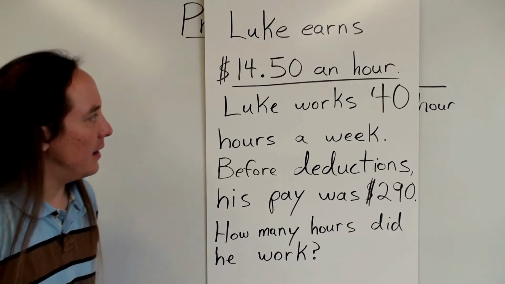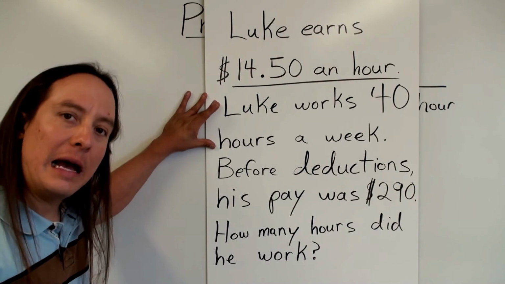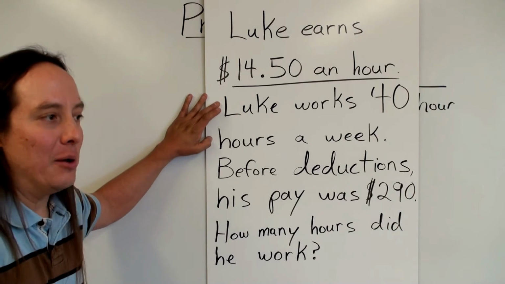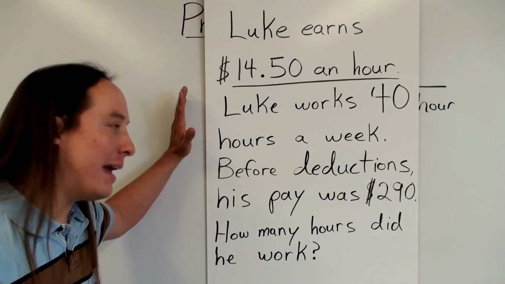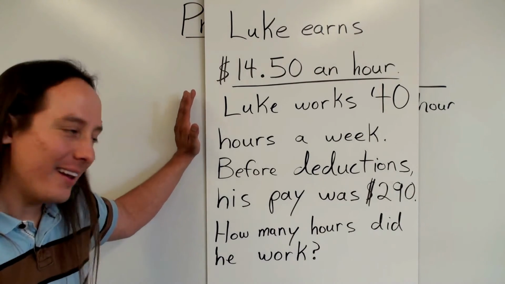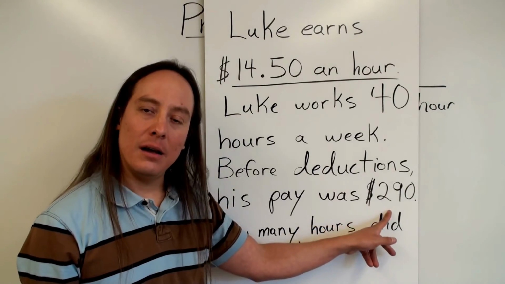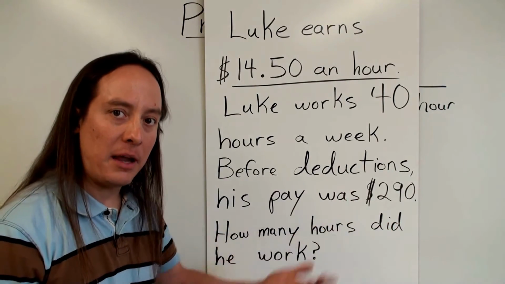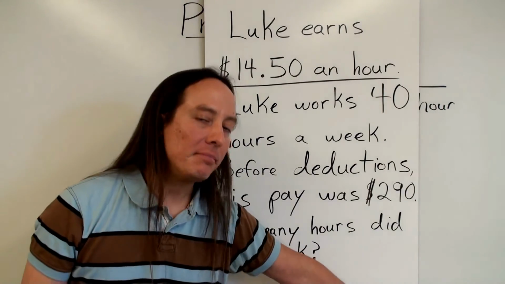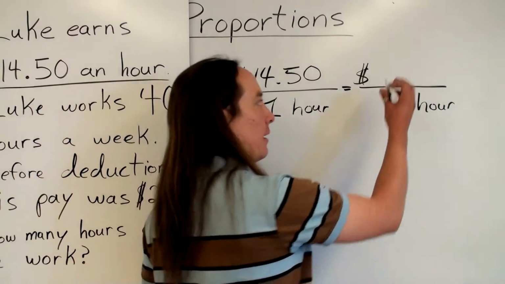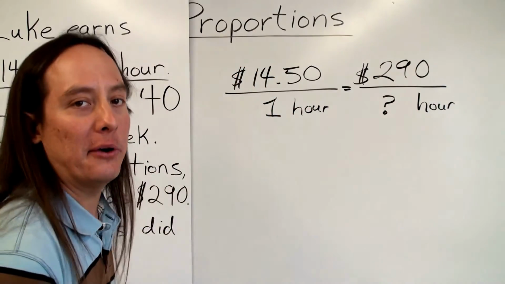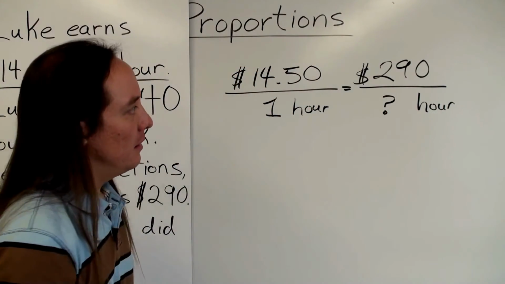So I think it's interesting that this information, Luke works 40 hours a week, is actually information we don't need. That's extra information. And I always have students ask me, so why do they put the extra information in there if we don't need it? To see if you understand that you don't need it. That's why. So actually, Luke got $290 in his paycheck, and they want to know how many hours he's working for that money. That's the ratio that we have. So we know that he got paid $290, and they're asking us how many hours that is worth.